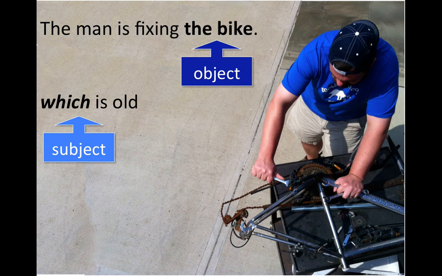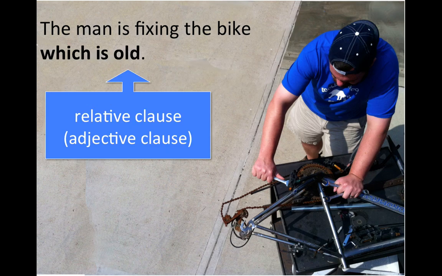So our relative clause is which is old. We insert that into the sentence right after the noun it's modifying, in this case, the bike. So we have the man is fixing the bike, which is old. That's our relative clause.